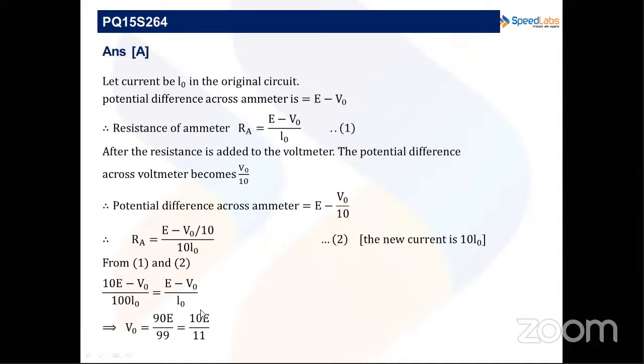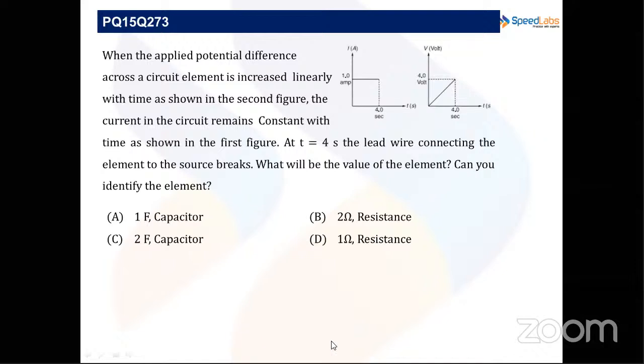Next question is this. The question is saying that when the applied potential difference across a circuit element is increased linearly, basically this graph is given. Potential difference is increasing with time. This is time in seconds. The potential difference is increased linearly as shown in the figure, and the current in the circuit remains constant. As shown in the figure, at t equal to 4 seconds, the lead wire connecting the element to the source breaks. What will be the value of the element?